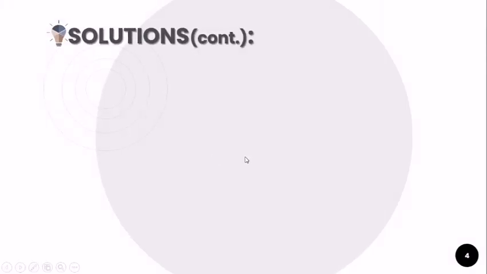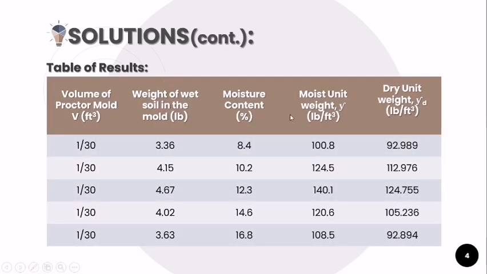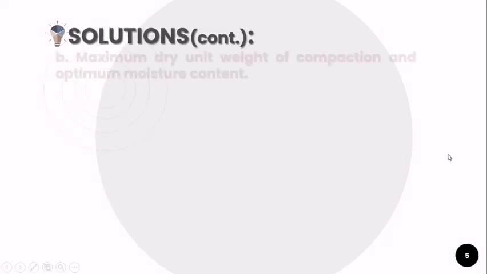So in order to plot that curve, I first solved for the values for the dry unit weight, respectively, for each moisture content. So this is the table of results. How did I solve for these values? For the moist unit weight and dry unit weight, since we have the given volume, weight, and moisture content, I solved these values using the formulas.